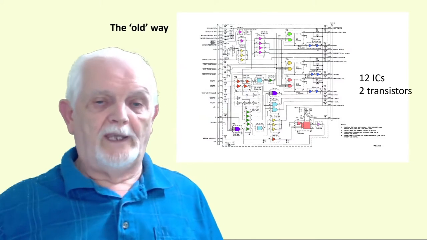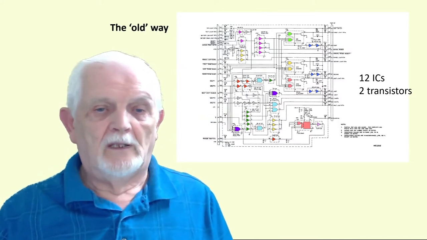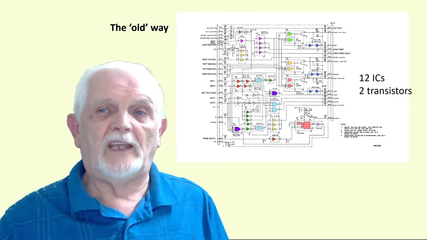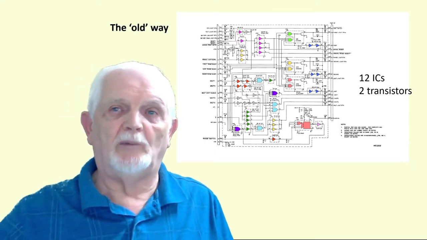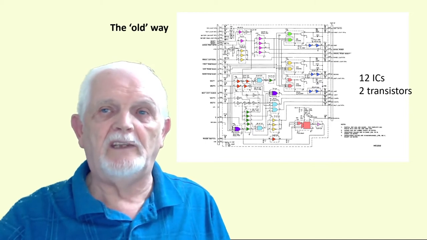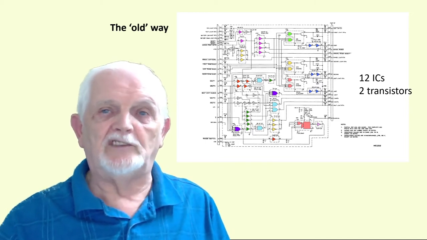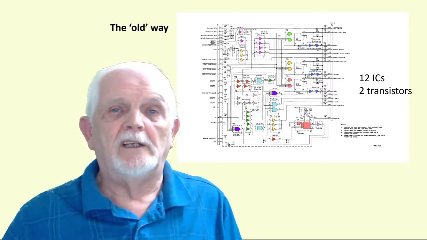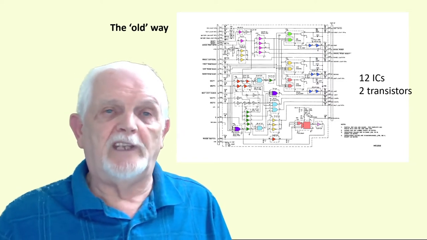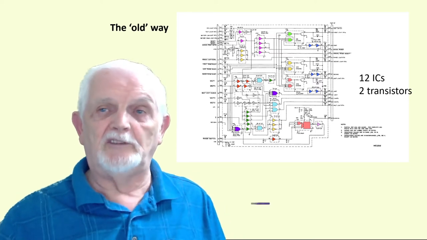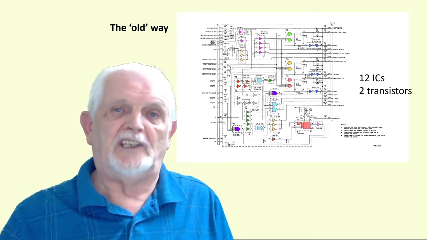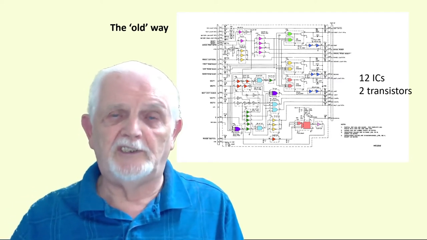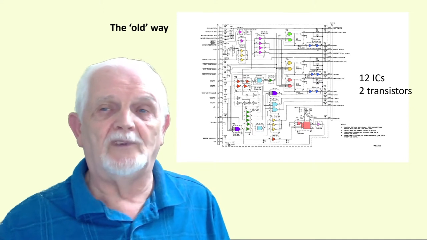The old way is to design circuits with multiple components. You can see there that in that example, lots and lots of components. I've color-coded them so you can see different ones. There's 12 different integrated circuits, which themselves contain lots and lots of transistors built into each IC. And then there's transistors, there's diodes, and so on along the way.